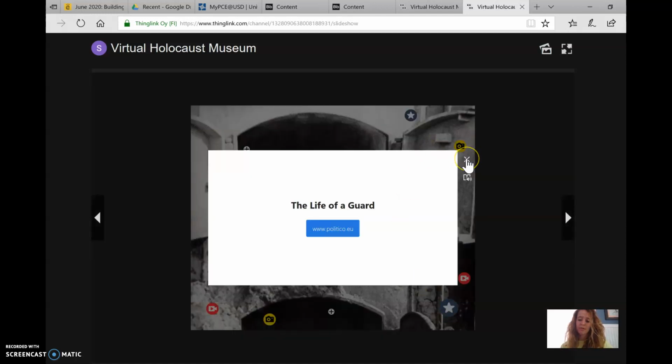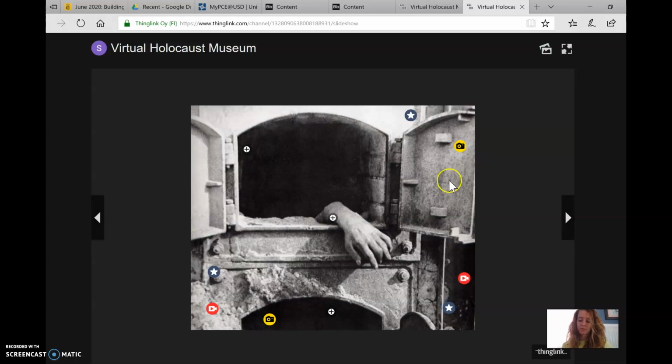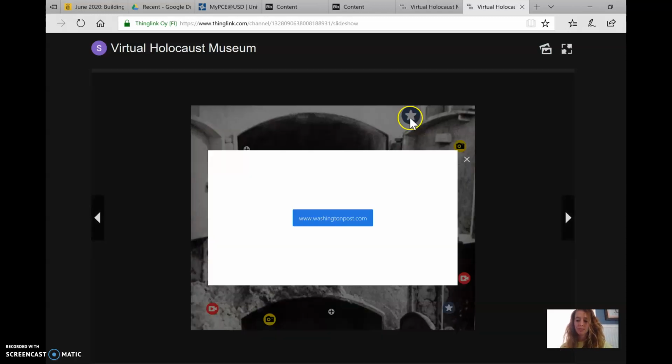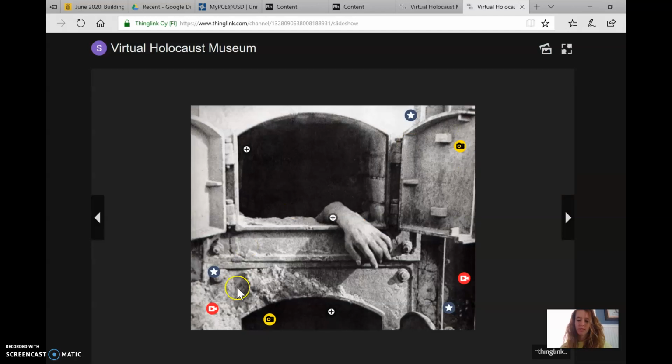I have an article here called The Life of a Guard, and this guard, after the Holocaust ended, got off without any punishment. He was actually found as a 94-year-old and put on trial for his involvement in the Holocaust. And so he talks about what it was like to work and kind of blindly follow Hitler during this time and his plans. And then another article there along with some pictures.